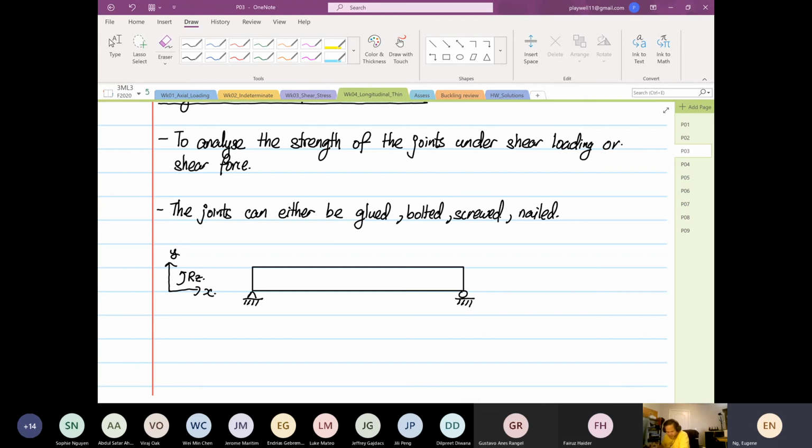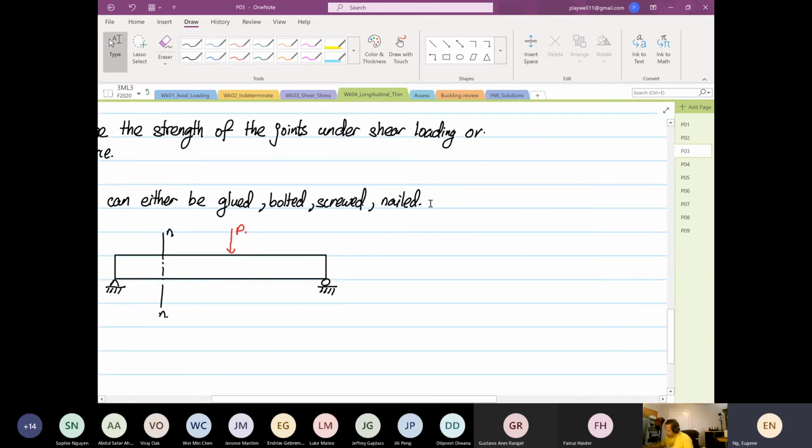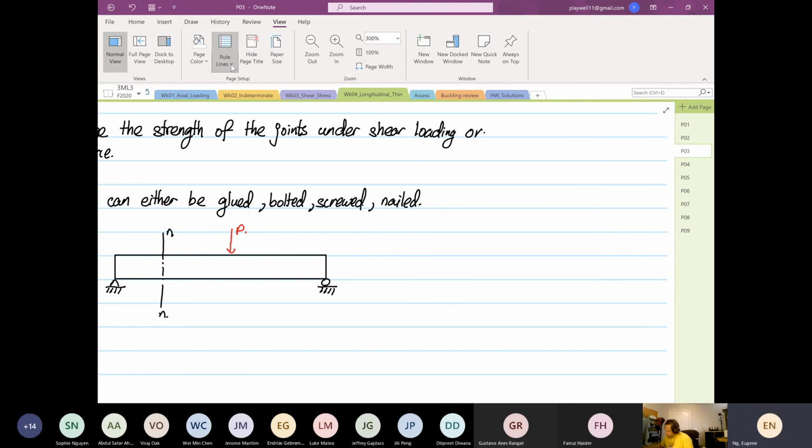So over here, we're going to determine, so this is a structure that we have, and we have different loads. Let's say we have a load P down here. And for this structure, if we're going to look at the cross section NN, I'm going to draw this cross section now.